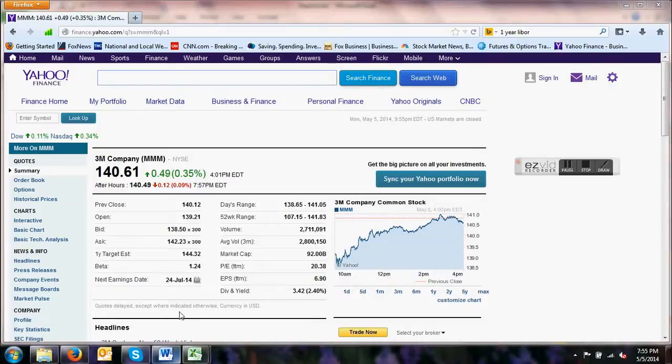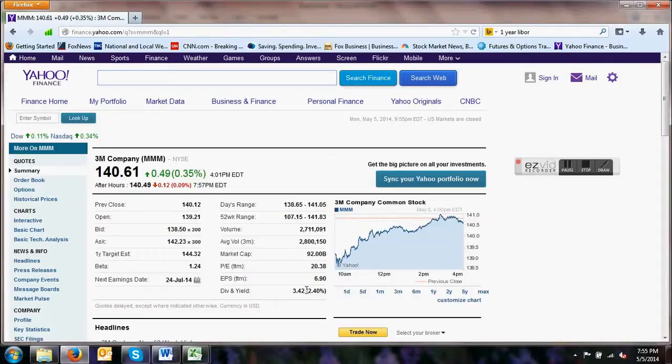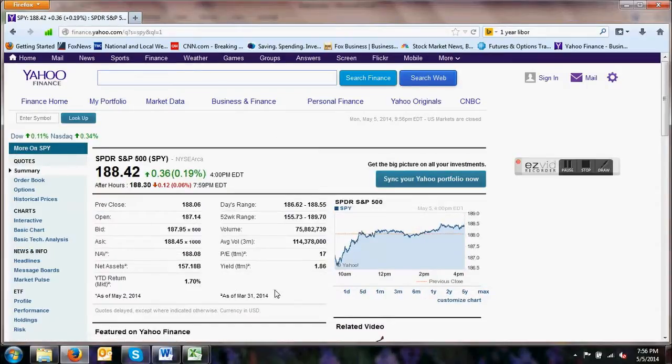Anyway, what we're interested in is down here, the dividend yield. That's the dividend that's paid. This is the dividend yield at 2.4%. And then if I was going to do an ETF, for example, the SPY, you'll notice that it just gives you the yield. That's 1.86.